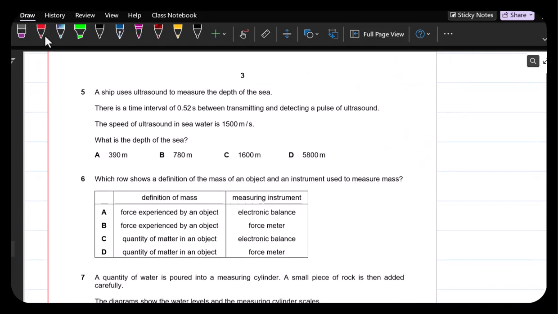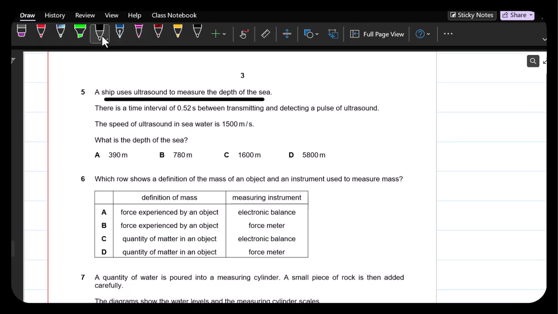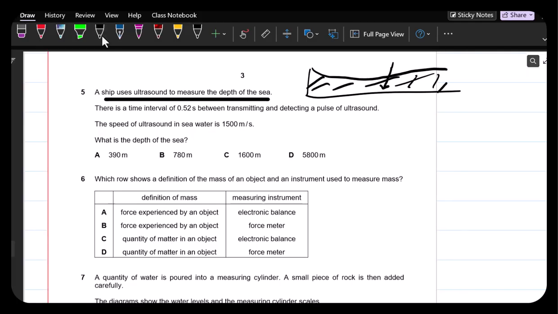Moving to question number 5. A ship uses ultrasound to measure the depth of the sea. Suppose here I'm having the sea surface. Ultrasound rays are going to be dropped and they reflect back. This is basically the depth here, D, or you can say h is the height. There is a time interval of 0.52 seconds. Time taken is 0.52 seconds between transmitting and detecting the pulse. Detecting the pulse means the pulse received.